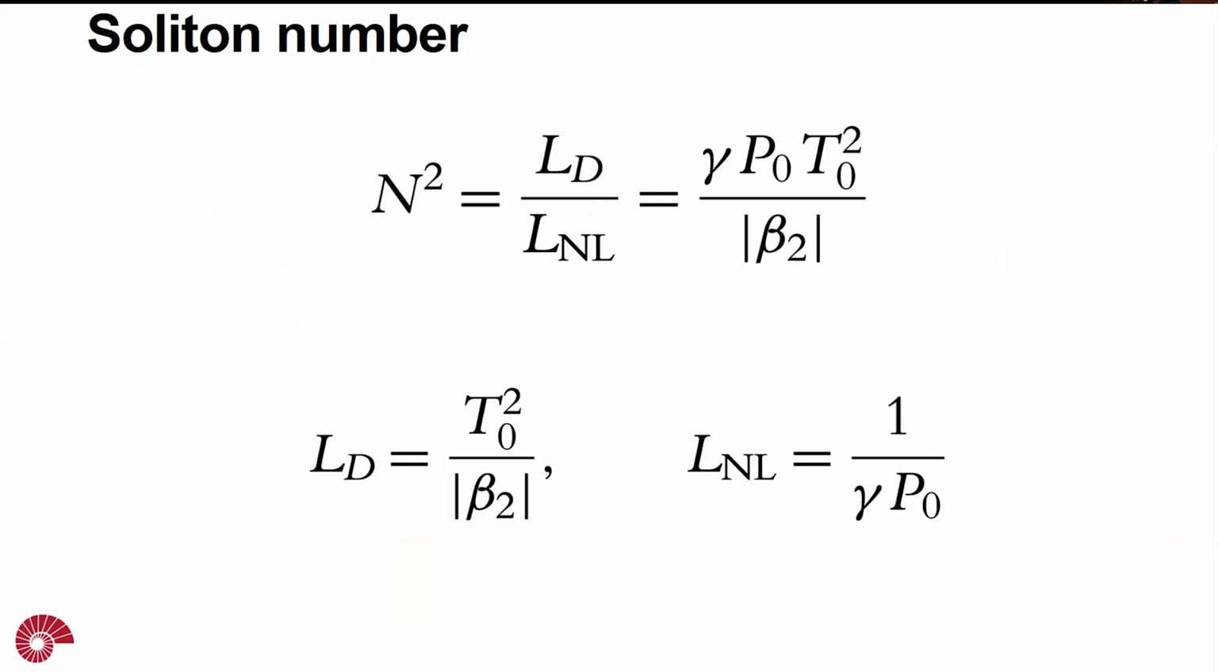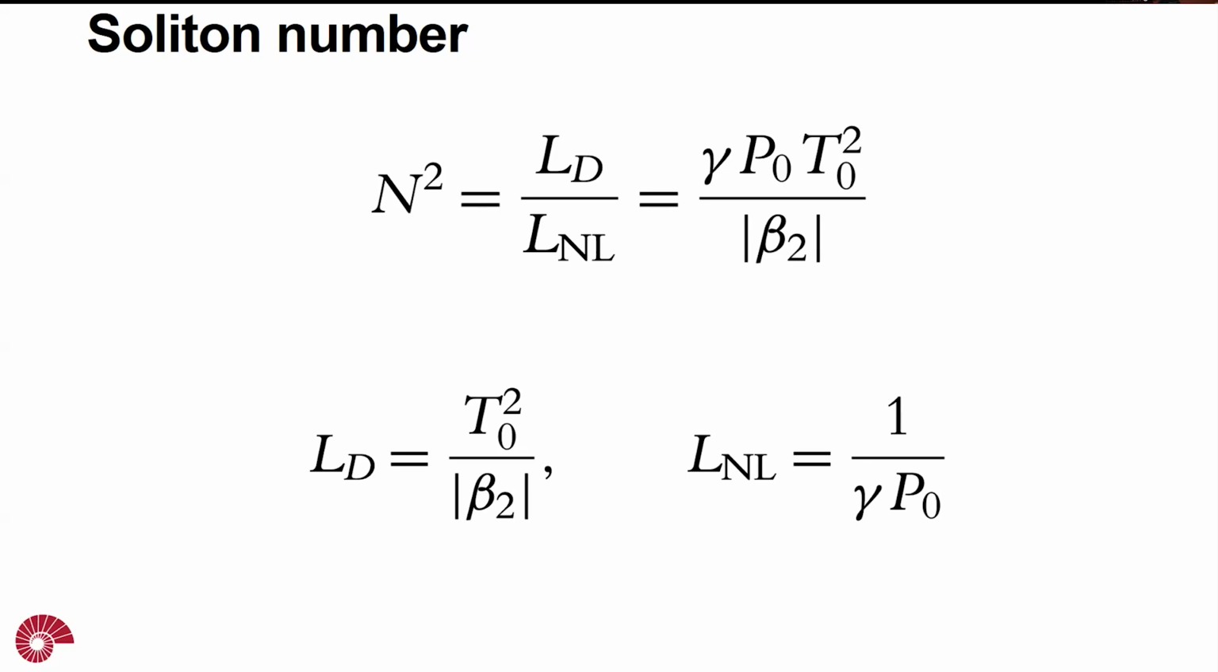Based on that, you calculate a soliton number. And this is the soliton number. How do you calculate it? You define a dispersion length, you define a nonlinear length. Dispersion length is nothing but your input pulse width squared divided by the absolute value of the second order dispersion. And the nonlinear length is 1 over gamma, the material's nonlinearity, times your peak power. By just dividing these by each other, you get a value N, okay? And N is the soliton number.